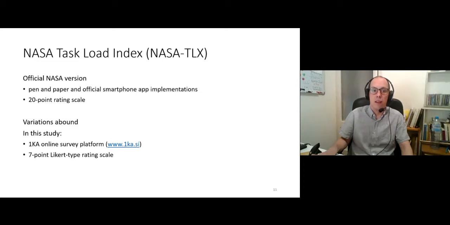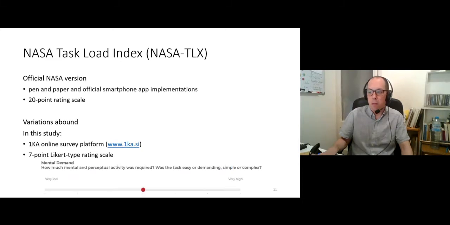I also decided to follow the precedent of many, many studies and use a 7-point Likert scale. So this is a little bit what the scale looked like. This is the mental demand dimension.